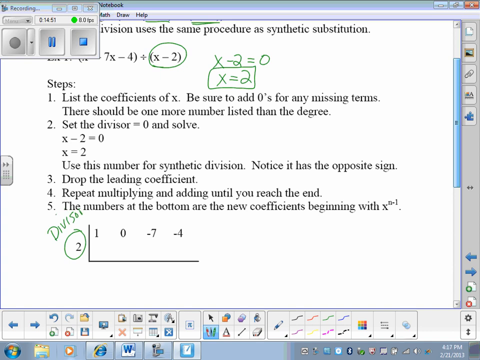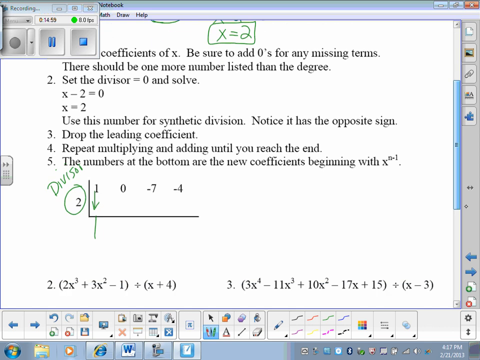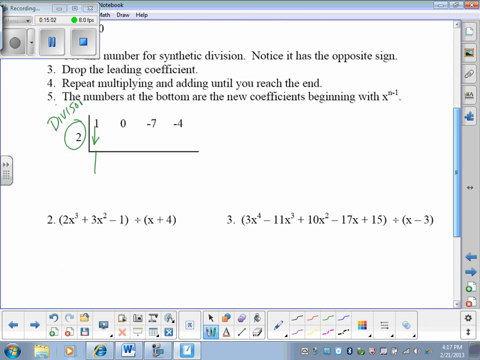Okay? And the way you do this is, just like you did when you were doing synthetic substitution, you're going to drop your 1 straight down. Okay, then you're gonna multiply these two together. Okay, you're gonna multiply.